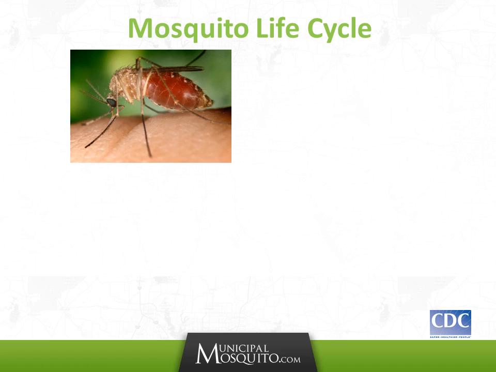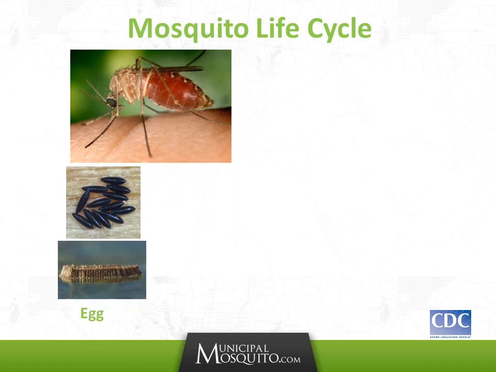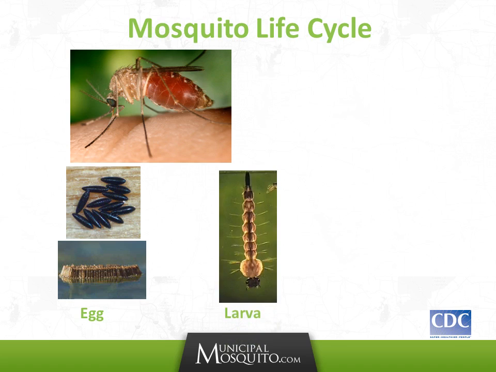The female mosquito takes a blood meal in order to have the protein to develop the eggs, which she lays. The top slide shows the single eggs of a floodwater mosquito. The bottom slide shows the egg raft of a Culex mosquito. Those eggs hatch in approximately 24 hours into larvae.